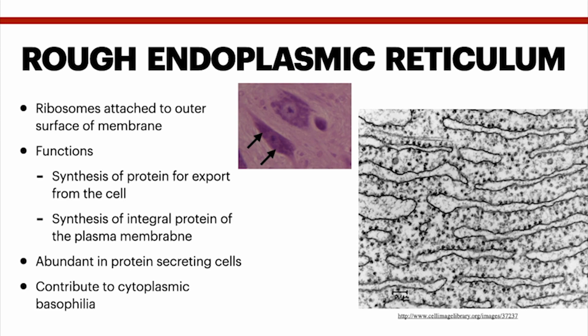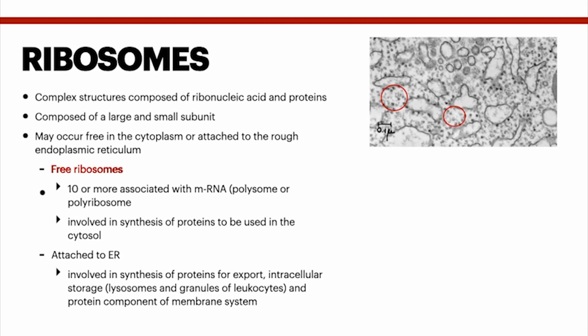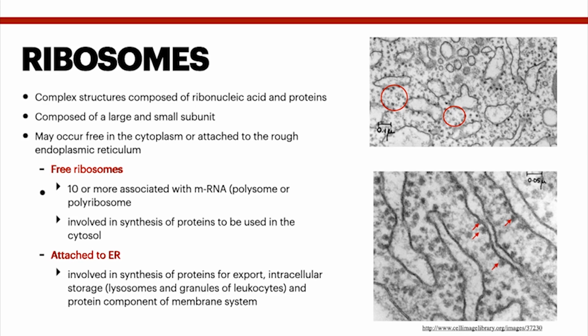Ribosomes are macromolecules composed of ribonucleic acid and proteins. They are not membrane enclosed. They have two distinct subunits. The ribosomes may occur freely in the cytoplasm associated with the messenger RNA. These are called polysomes or polyribosomes, or they may be attached to the rough endoplasmic reticulum.